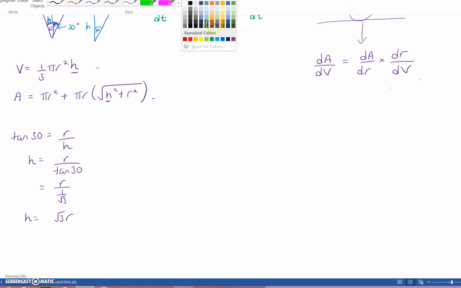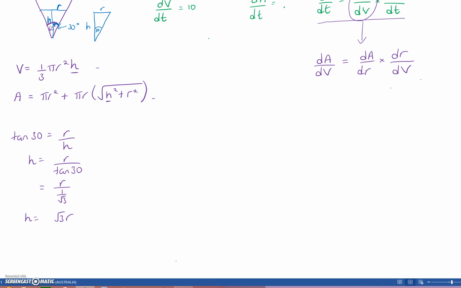And then I can put them into both of these expressions up the top here. I'll just change colour so it stands out. So here now I can replace the h with volume equals 1/3 pi r squared and then times root 3r, which gives me root 3 on 3 pi r cubed. And into the area one, I can replace h as well by saying, well, it's pi r squared plus pi r by square root of root 3r squared plus r squared.